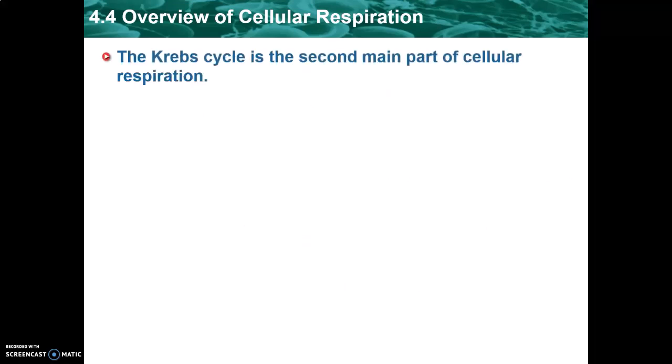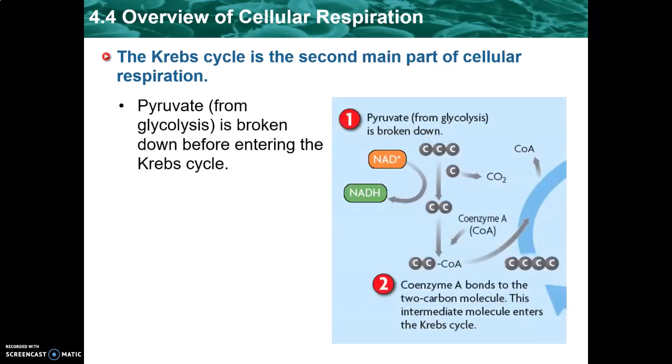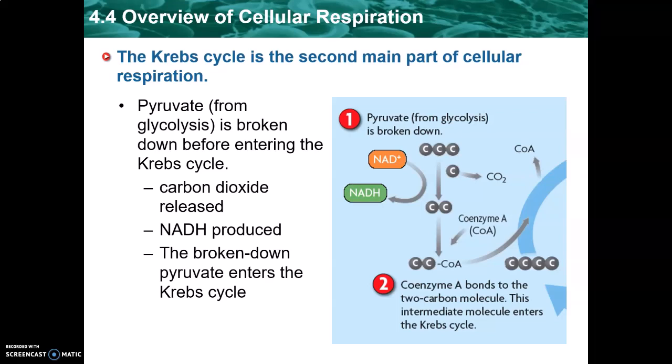The second stage of cellular respiration is going to be the Krebs cycle, but before we get into the actual Krebs cycle itself, that pyruvate from glycolysis needs to be processed a little bit further before it can enter into this Krebs cycle. So it's going to actually release some carbon dioxide as those carbons are being broken off. It produces some more NADH in the process, and that broken down pyruvate at the end is now ready to enter into the Krebs cycle.